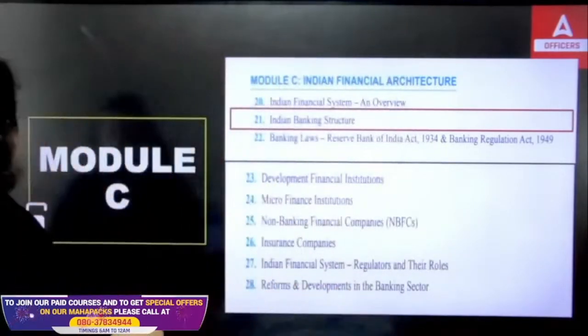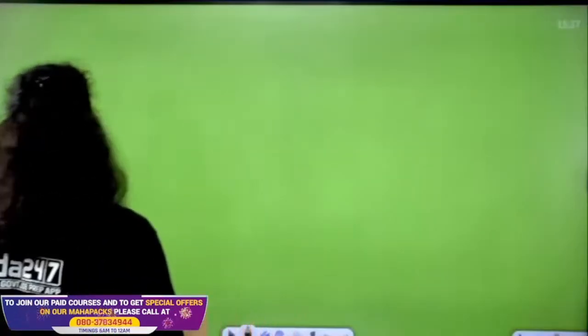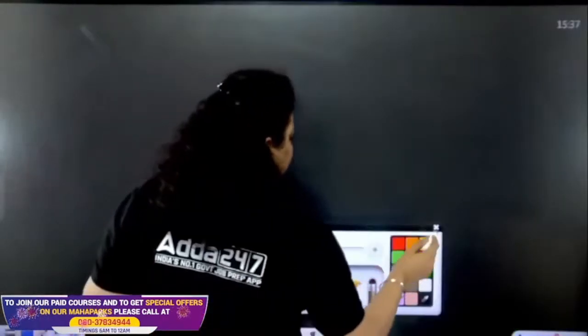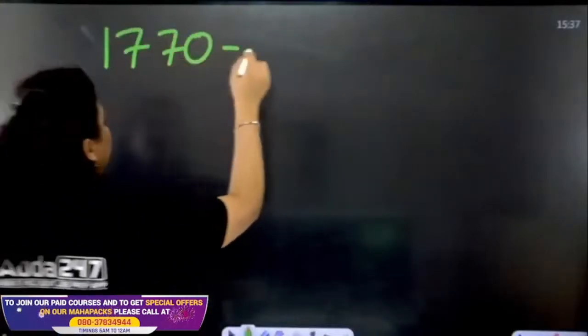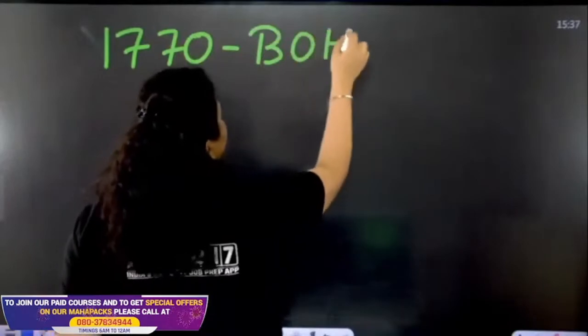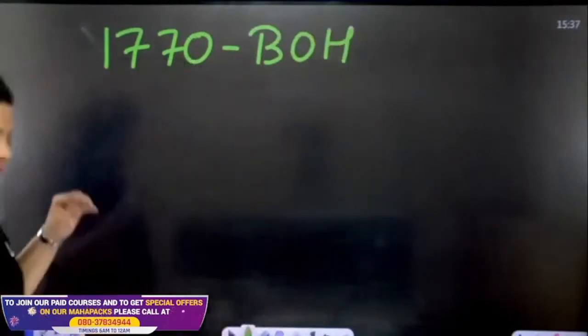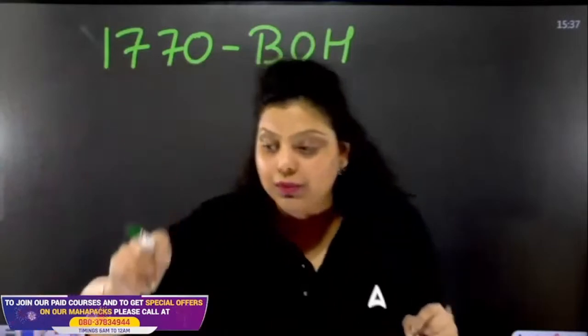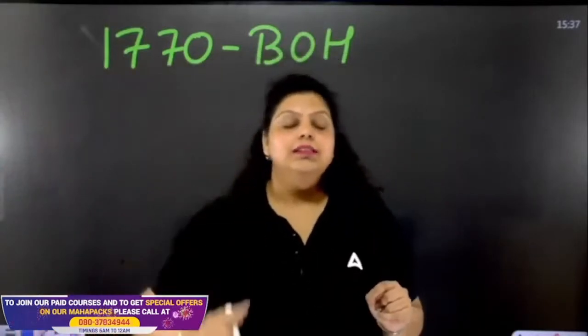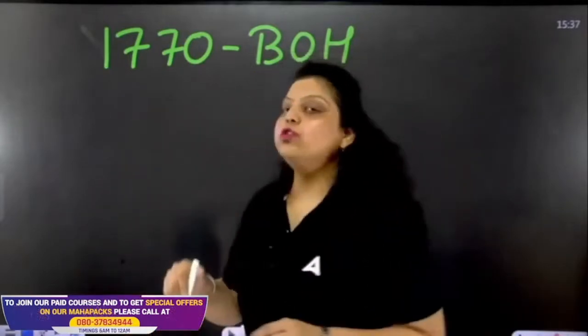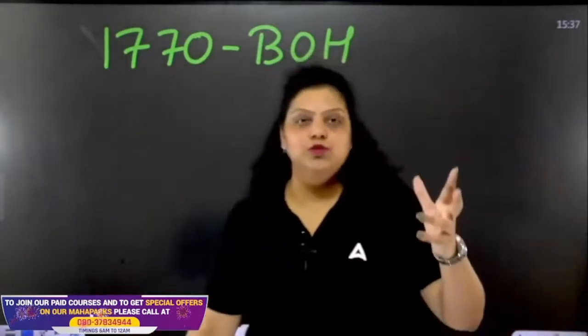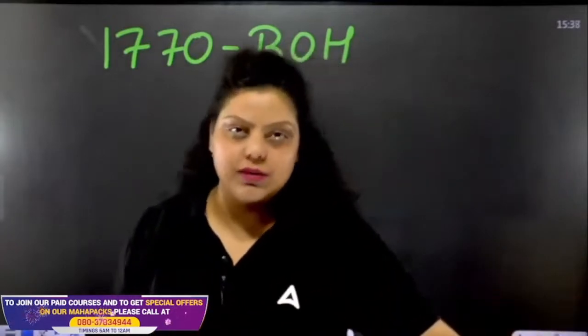When we talk about banking structure, it simply talks about the types of bank, the evolution of the bank, and everything you have to cover. So first of all, in the year 1770, we have seen that the establishment of Bank of Hindustan was done, and this was the first bank which was established in our country in 1770, and the headquarter of the bank was in Calcutta. Now this Bank of Hindustan is the first bank which started the formal financial system in our country.